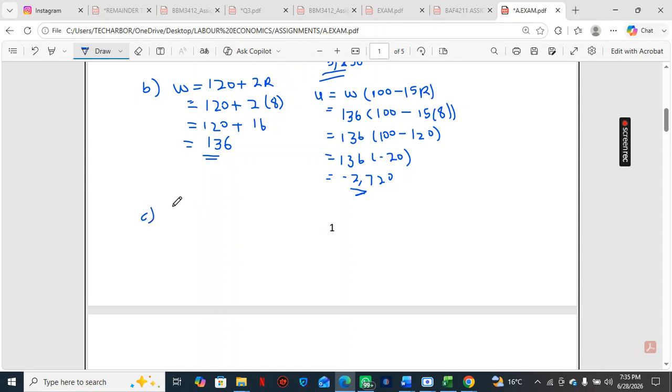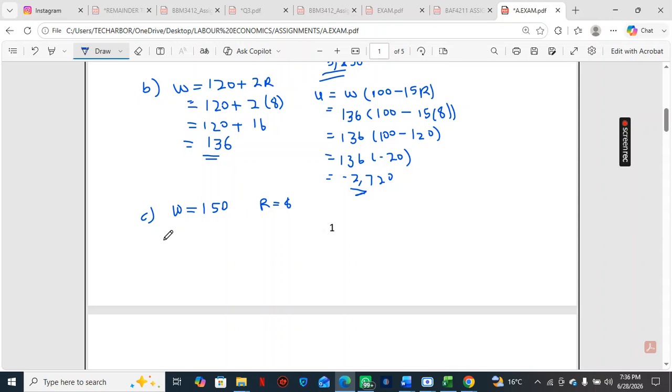Okay, so this wage function will still stay the same. Wage still stays, it's going to be just 150. That is the minimum wage. All right. Risk level is still 8. R equals 8. Okay. Let's see what's going to happen to our utility function here.